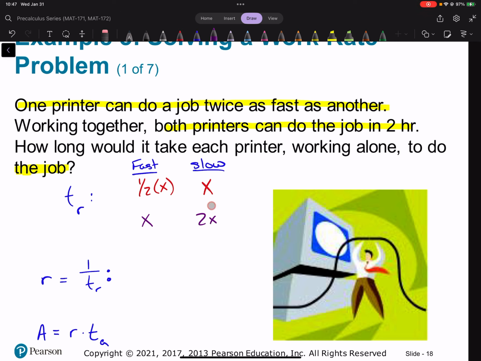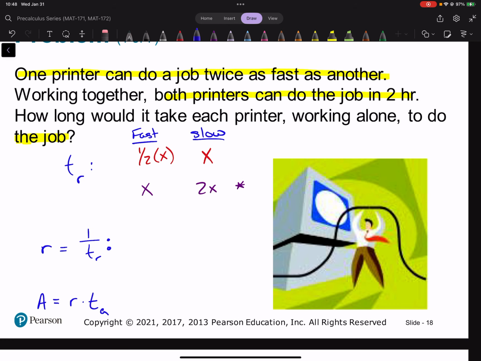So now going on to our 1 over T sub R, I'm going to use this way, because this is how I think about it. They both will give you the same answer. So when I write out my formulas here, this is going to be R sub F, which means the work rate of the fast printer. That's going to be equal to 1 over X. Then I have R sub S. This represents the work rate of the slow printer. This is going to be 1 over 2X.